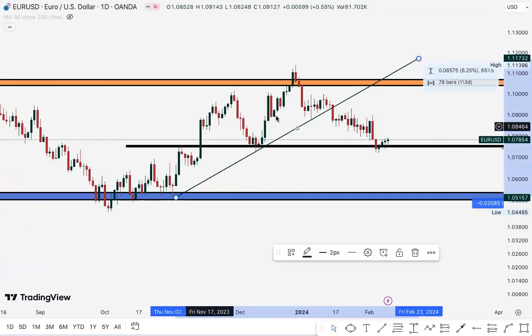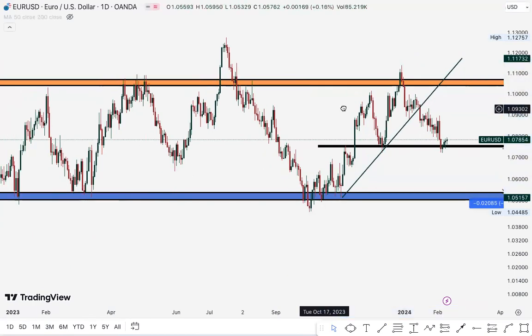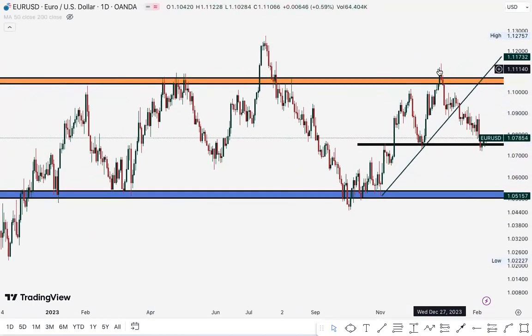It was just a counter trend line break, because this was already giving me a signal. This is the right shoulder, and the right shoulder is always acting off of a resistance that was created by the left shoulder.